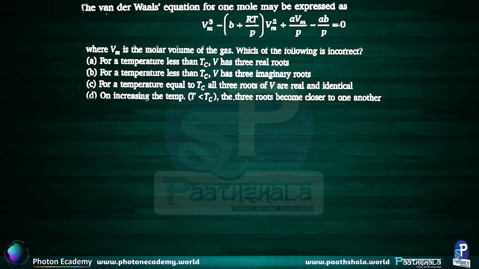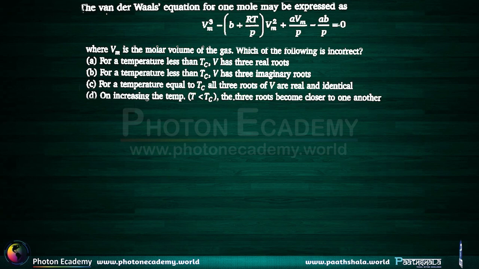The van der Waals equation for 1 mole may be expressed as Vm cubed minus (b plus RT divided by P) Vm squared plus (a/P) Vm minus ab divided by P is equal to 0. That is, we've been given a cubic equation in the molar volume, where Vm is the molar volume of the gas. We have to find which of these statements is incorrect.